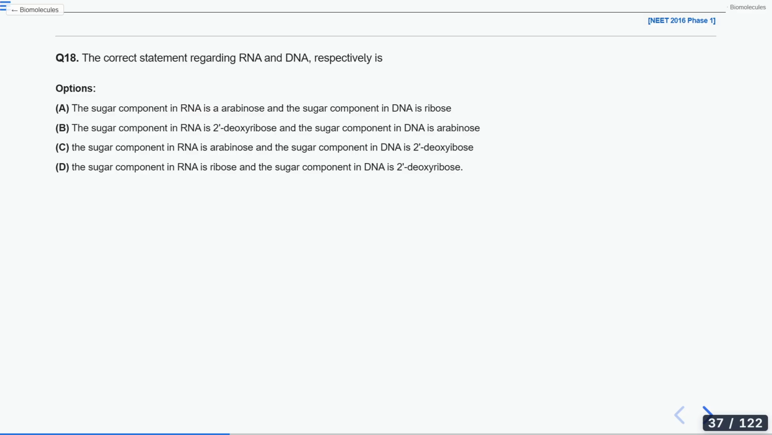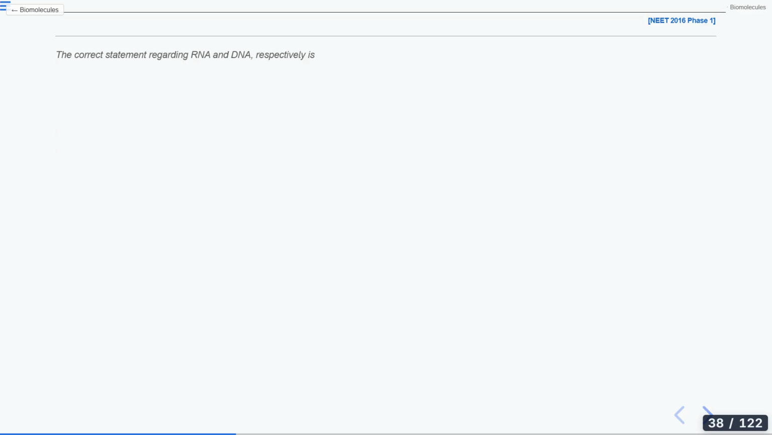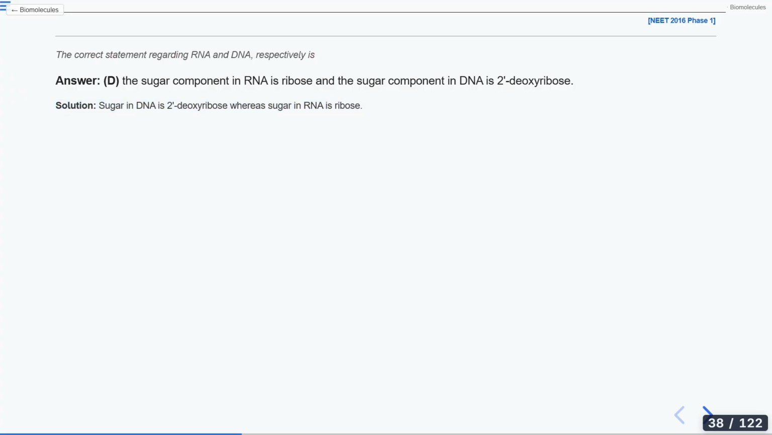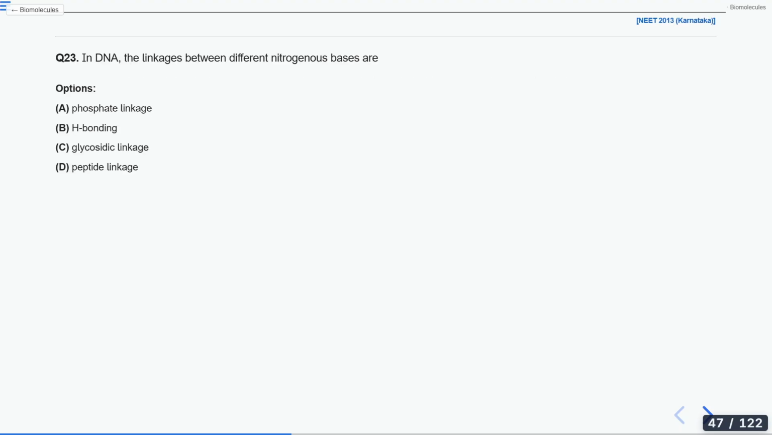So remember the structure as well. Why do we call it the 2-deoxyribose? Because on the second position, the OH is absent. Yes, absolutely correct. The sugar component in RNA is ribose and in DNA it is 2-deoxyribose. Remember, this is very important. They can ask it in an exam relating it to the structure. Remember the structure of the pentose sugar as well.